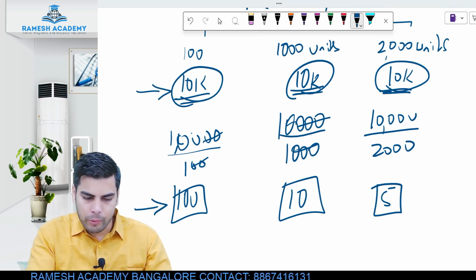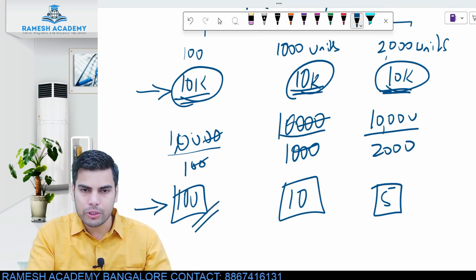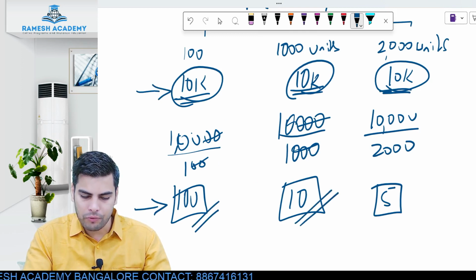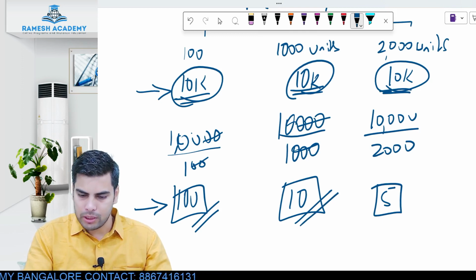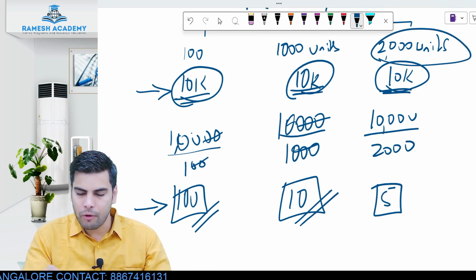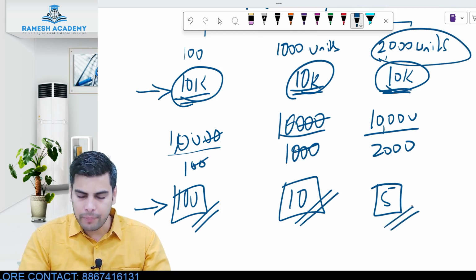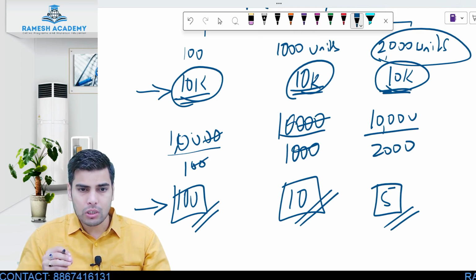So when you were producing 100 units, it was 100 rupees per unit. When you increase the level of output to 1000, per unit the cost became 10 rupees. Same way, if you increased the level of output to 2000, per unit it became 5 rupees. So fixed cost remains fixed in total but varies per unit.